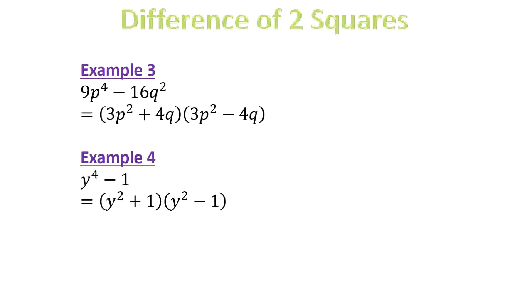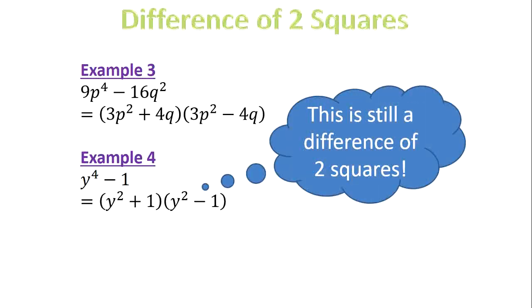But let's look a little bit closer at the second bracket. The second bracket here has y squared minus 1 inside of it. Now does this bracket by itself meet the criteria? Well, it's a difference, there's two terms, and lastly, y squared and 1 are both perfect squares, and so this bracket by itself actually is a difference of two squares, and so we have to go a little bit further.